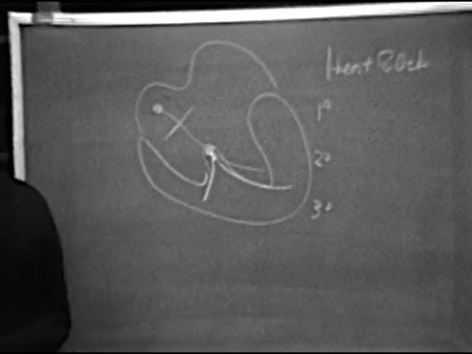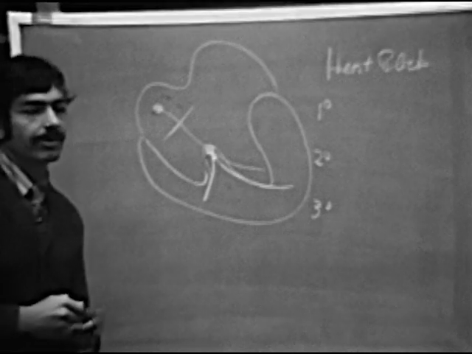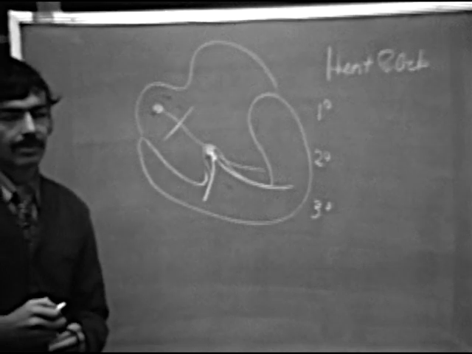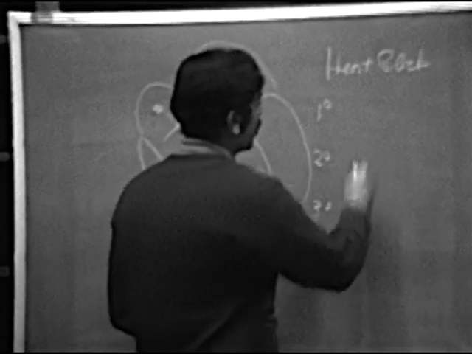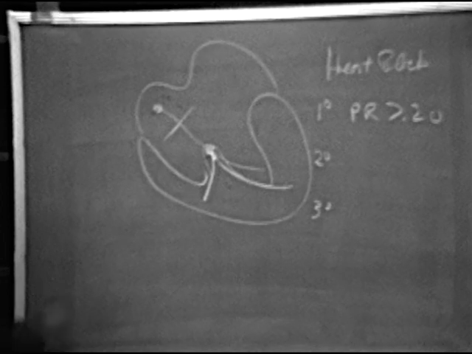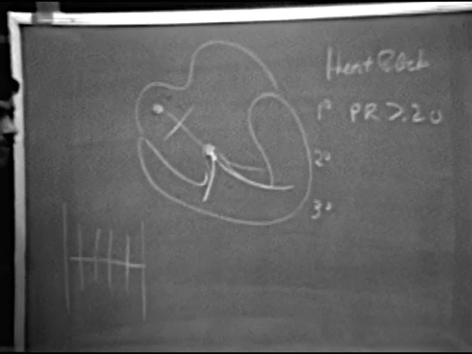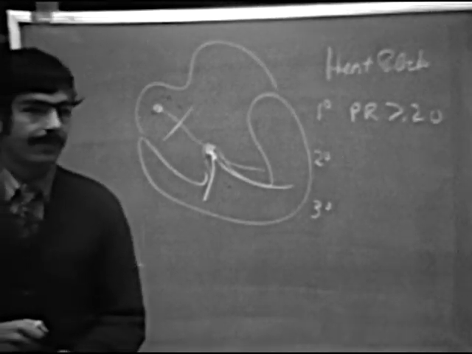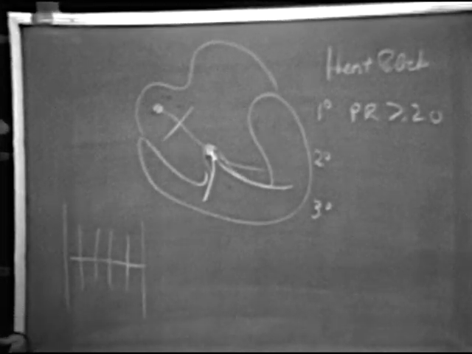Okay, what's first degree heart block? Prolongation of PR. PR prolongation greater than what? 0.20 seconds. Yeah. PR greater than 0.20 seconds. And as you remember in the electrocardiogram, that's 5 little boxes, right? So the PR should never be longer than 5 small boxes at normal paper speed. Right? Okay, so that's first degree heart block.